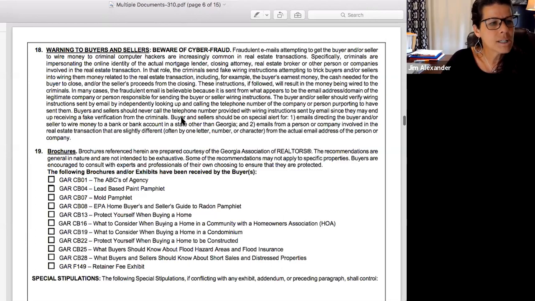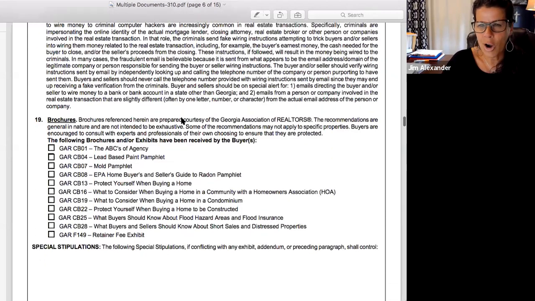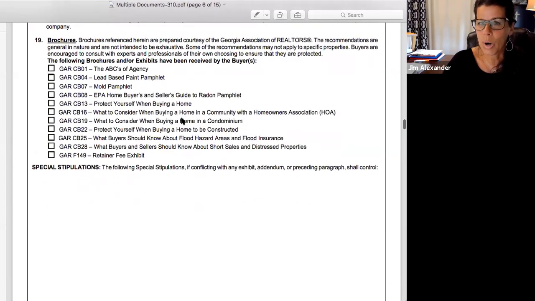If you look at section 19, brochures, the really cool thing in your GAR forms is there's a brochure probably for every situation. My favorite right here is the ABCs of agency. I've got a couple of clients that print this out, and they have their clients initial it and they upload it into their opportunities in Command. And it just reiterates that we've explained to our clients what designated agency is, what dual agency is.